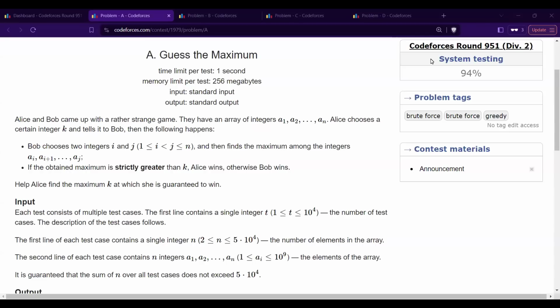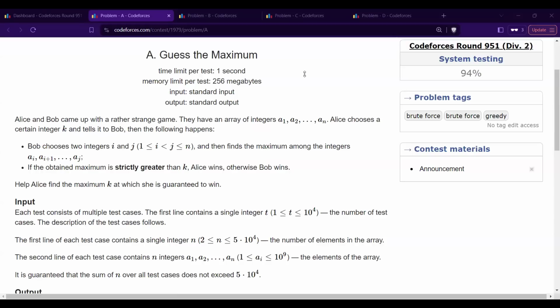Hello everyone. This is the first problem of today's Div 2. In this problem, we are given that Alice and Bob came up with a rather strange game. They have an array of integers a1 to an. Alice chooses a certain integer k and tells it to Bob.